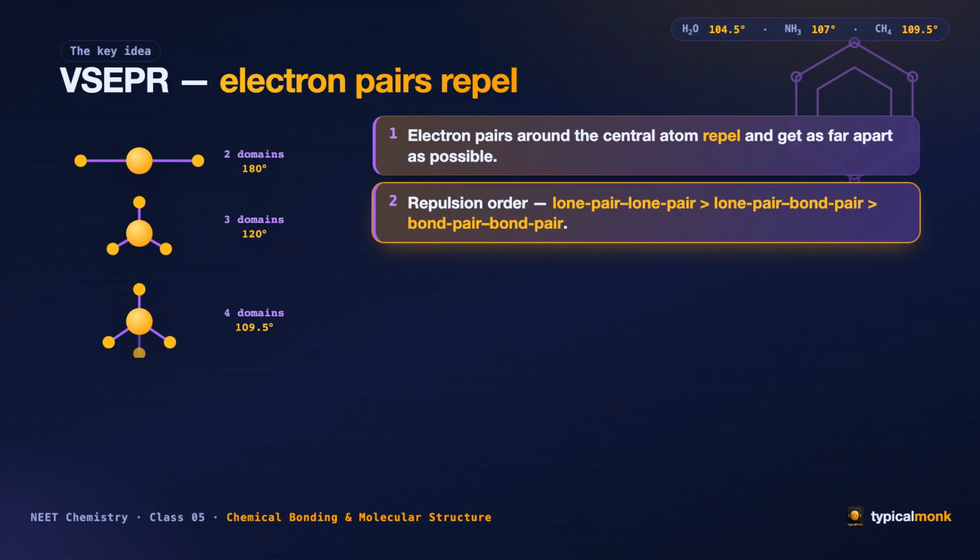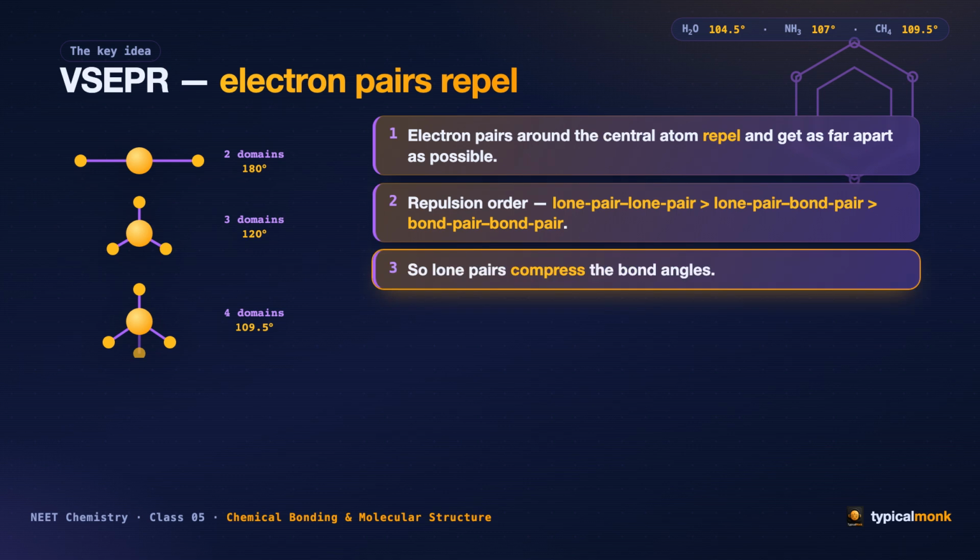But not all repulsions are equal. The order to memorize is this. A lone pair pushing on a lone pair repels the hardest, then a lone pair on a bond pair, and gentlest of all is a bond pair on a bond pair. And that unequal push has a direct consequence.